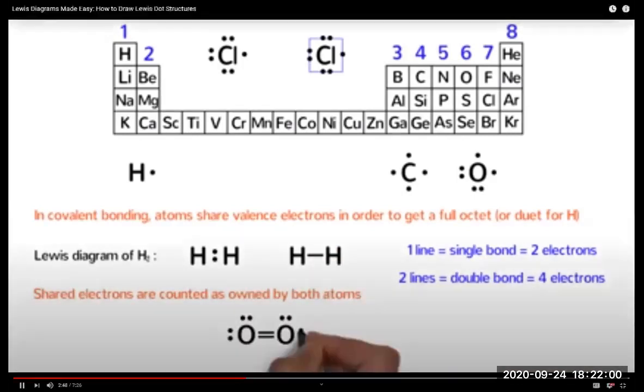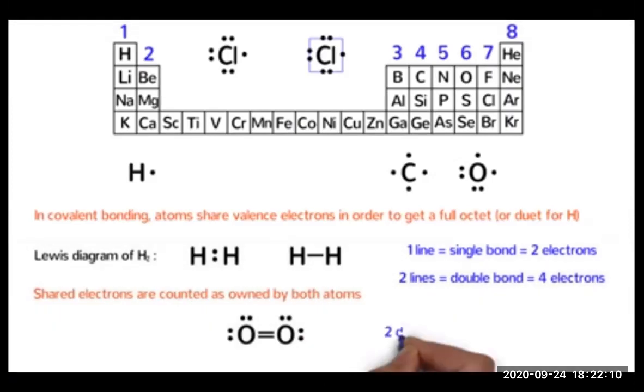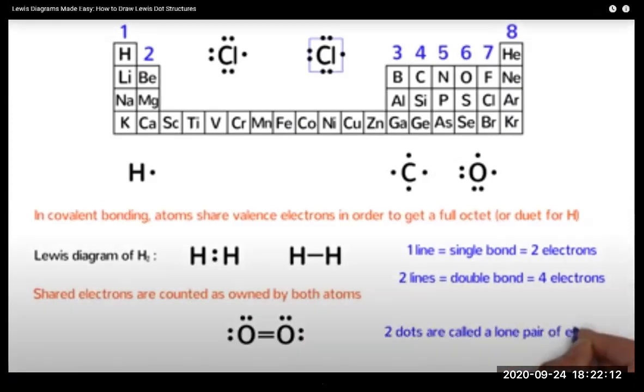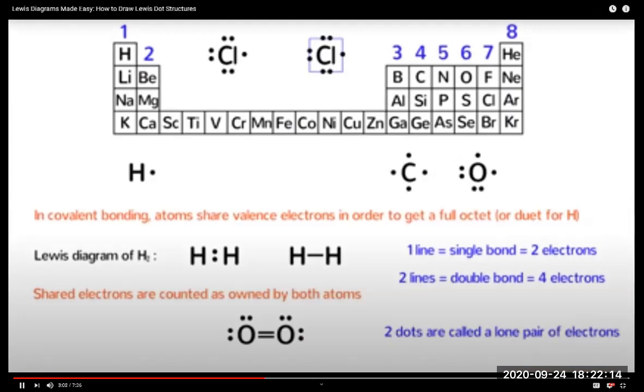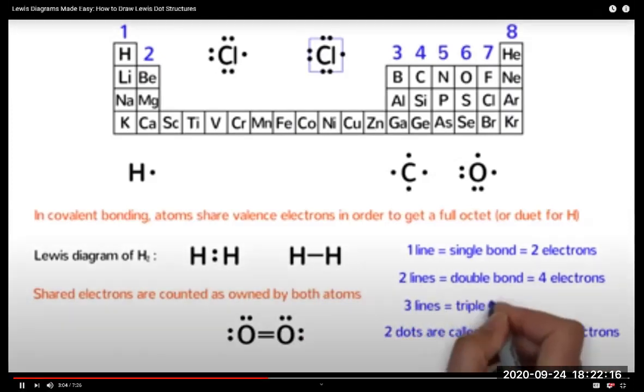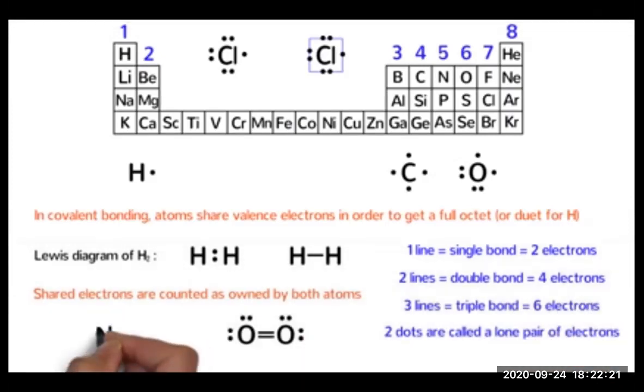Notice that in this Lewis diagram, both oxygen atoms have 8 valence electrons, 4 from the double bond and 4 from the lone pairs of electrons. By the way, 2 dots together are called a lone pair of electrons. Some molecules contain triple bonds, which we write using 3 lines that represent the sharing of 6 electrons. An example of a molecule with a triple bond is nitrogen, which looks like this. Once again, notice that both nitrogen atoms have 8 valence electrons. 6 from the triple bond and 2 from the lone pair of electrons.